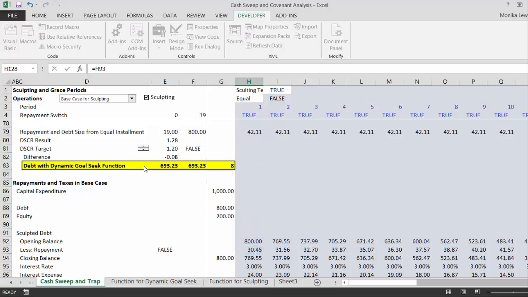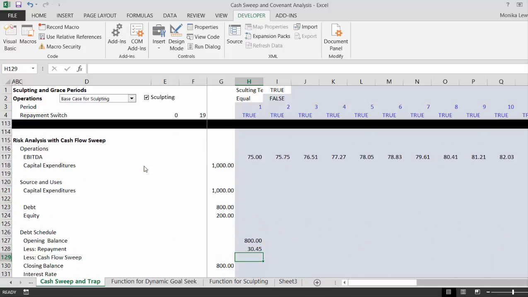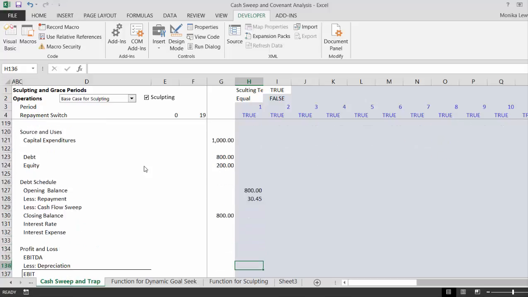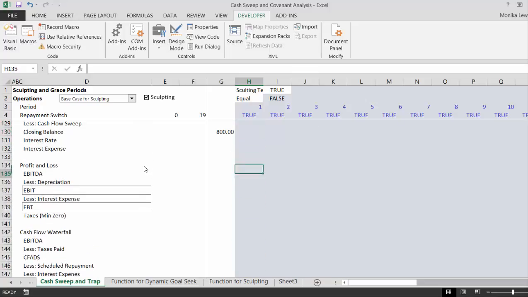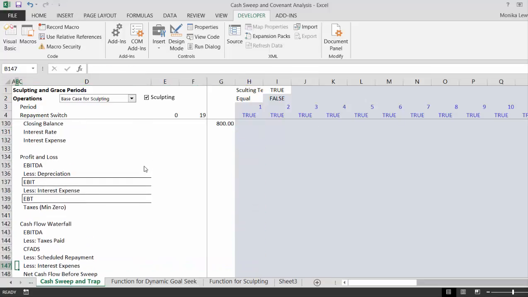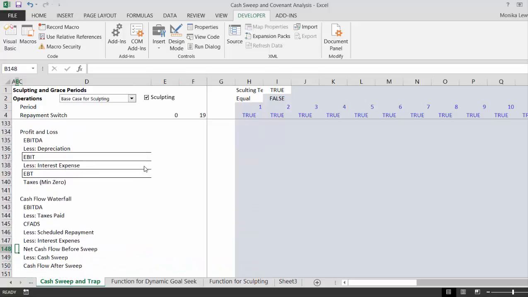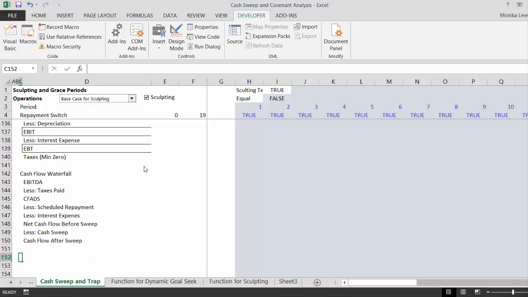Okay, so that's fixed. That's the whole idea. That's fixed, and that's fixed using the base case. Now, when you model a cash flow sweep, notice what I did is I kind of cheated. I put all the things down here, but you're going to see how much cash flow you have and get a net cash flow before the sweep, and then do some kind of formula for the cash flow sweep, and then get the cash flow after the sweep.